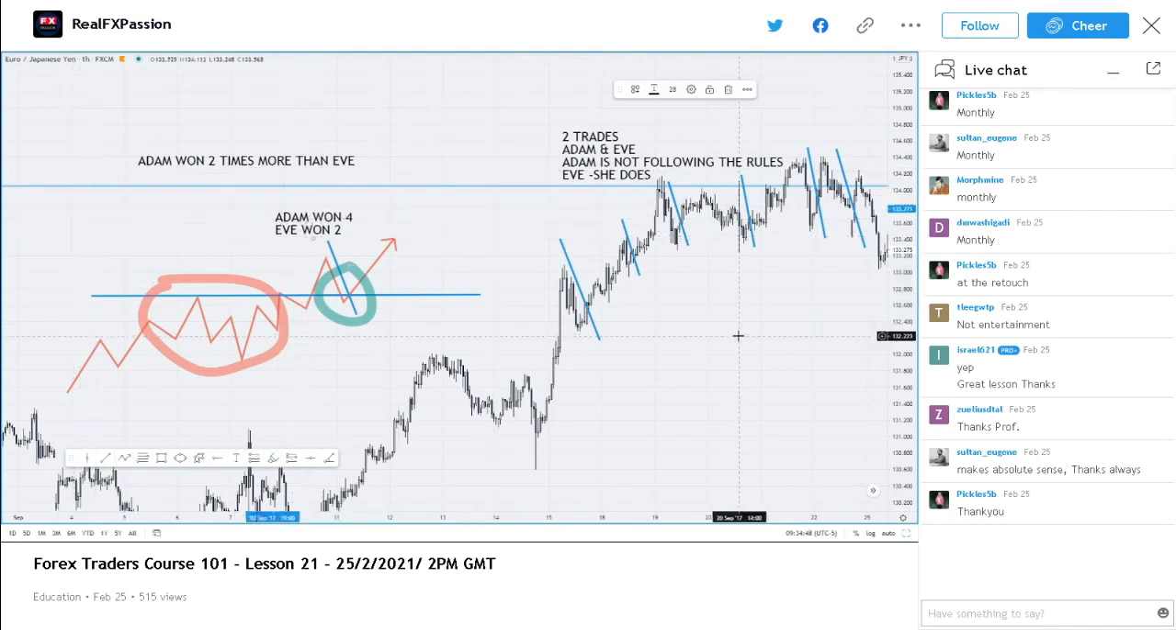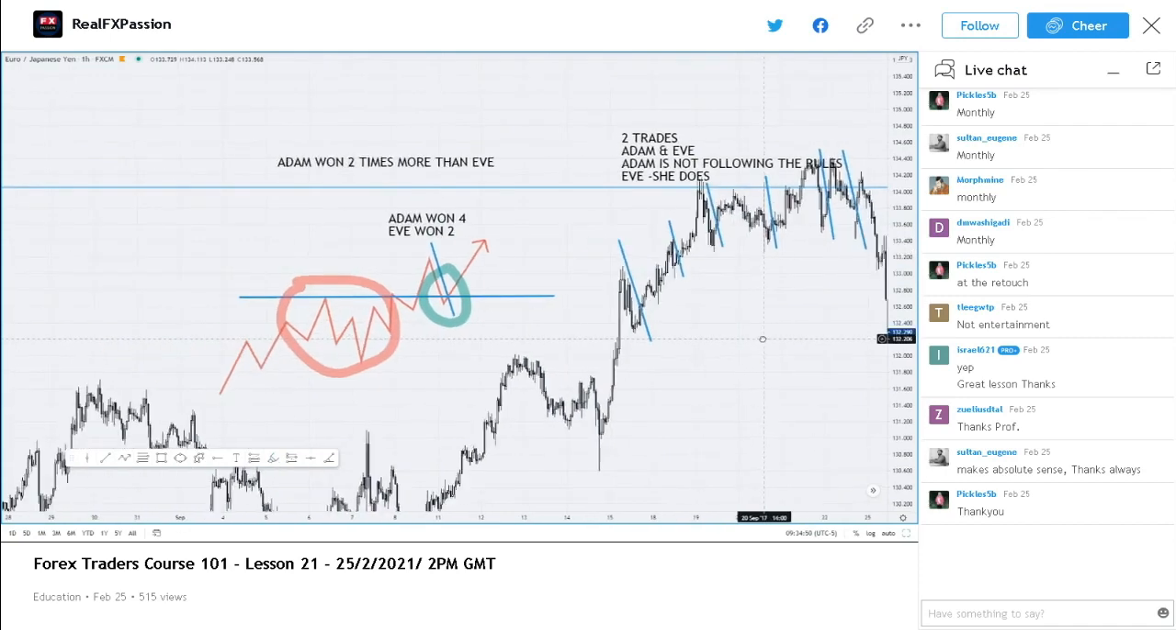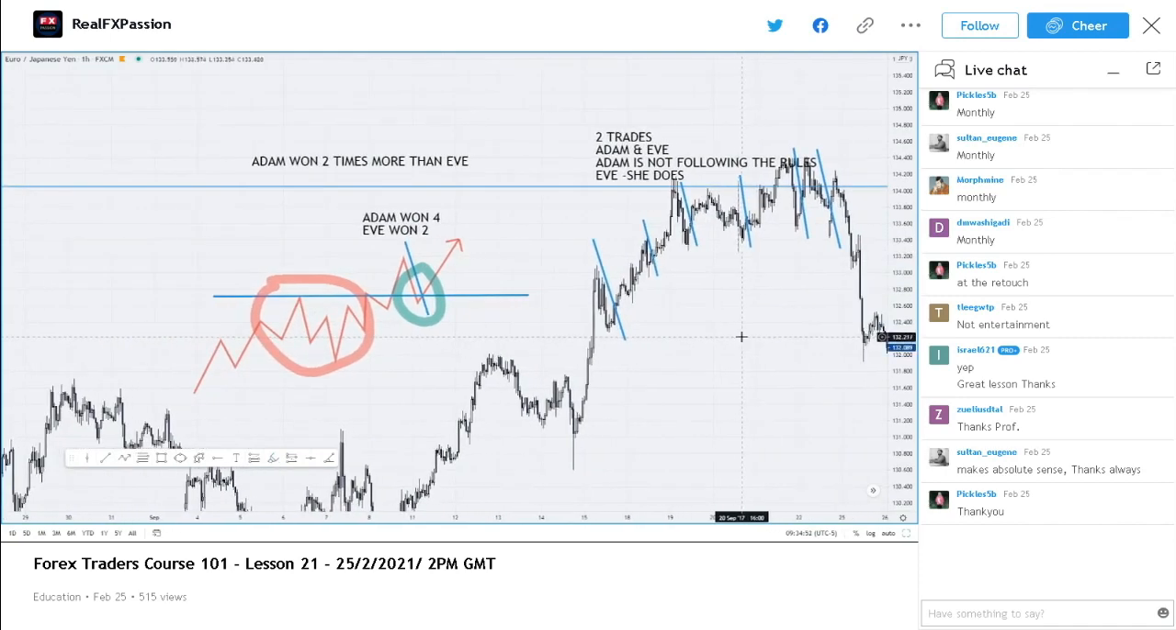But what happened at the next pivot point, everybody? Israel says Adam got fooled. He bought at the wrong time. Yes, sir. Exactly. Israel, you said it correctly. Adam got fooled. He bought at the wrong time.